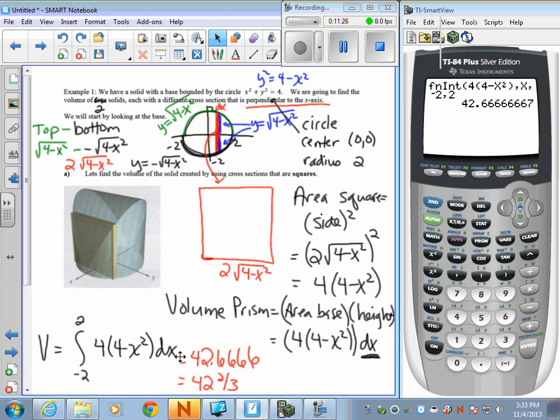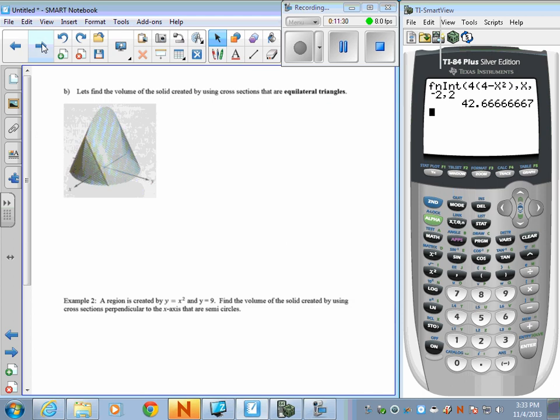Moving on to example 2. We have the same region, except now we are using cross sections that are equilateral triangles. So we have the same concept here. We need to start with the area of our triangle. The side of the triangle is the same as the side in the square. So that's 2 square root of 4 minus x squared.